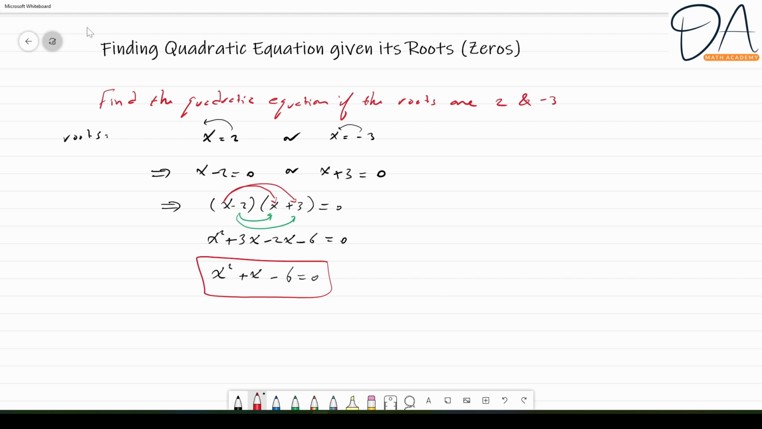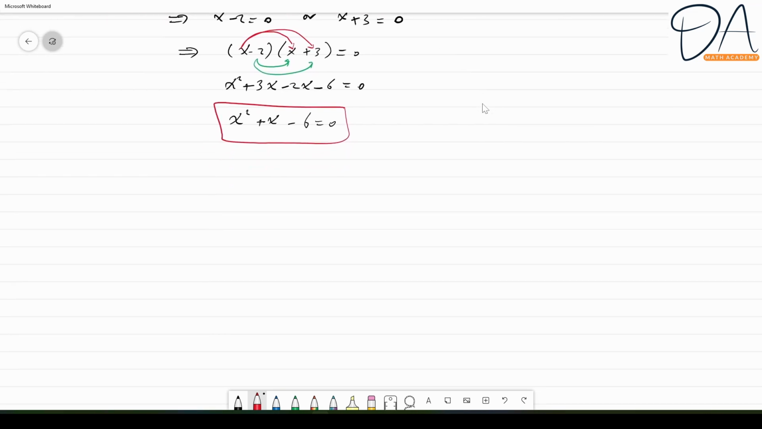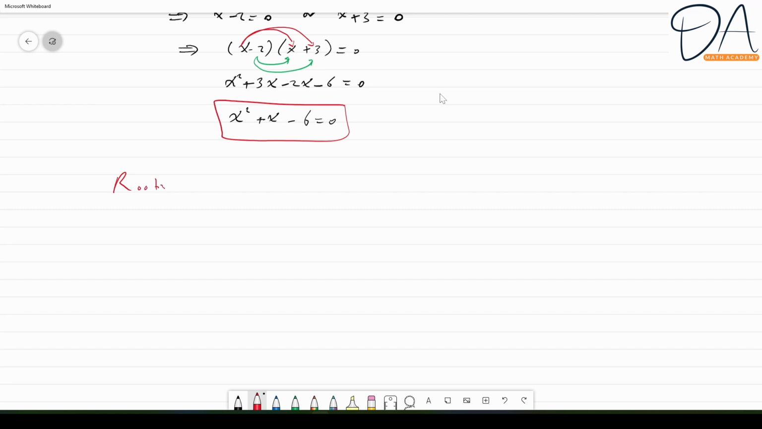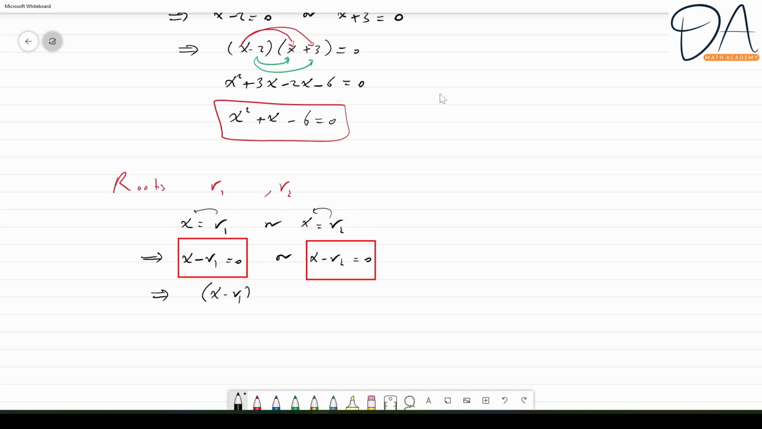Now you can see that the approach is very straightforward. So let's apply this to a general case. Say that the roots we have are R1 and R2. So we're going to follow the same steps. Our roots are x equal to R1 or x equal to R2. And again, I can move R1 to the left, so this will give us x minus R1 equal to 0 or x minus R2 equal to 0. If I multiply these, then we'll get also 0 since one of them is 0. So we'll get 0 for the product.